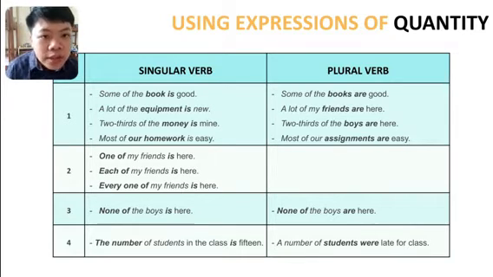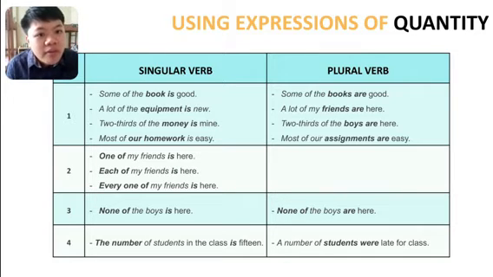Let's do number 3. None of the boys is here. None of is usually considered as singular, but in some informal writing, they can also be considered as plural. But if you want to write an important assignment or official one, none of the boys, none of is considered as singular. Okay, so for number 4, the number of students in the class is 15. A number of students were late for class.